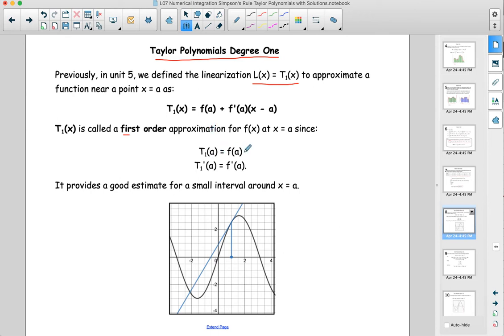T1 at a is f at a, so plugging in an a and an a, of course that bit will go because a minus a is 0. And if you take the first derivative of this, you'll get T1 prime at a, that bit will go, and you'll just be left with f prime at a because the derivative of x minus a is 1. So we can see that this is indeed true. And it is called a first order approximation because you have to agree out to the first derivative. And we determined that it provides a good estimate somewhere close to a. And in this case, my a was 1. A fairly good estimate close to a. But the further you get away from 1 or a, the worse the estimate becomes.